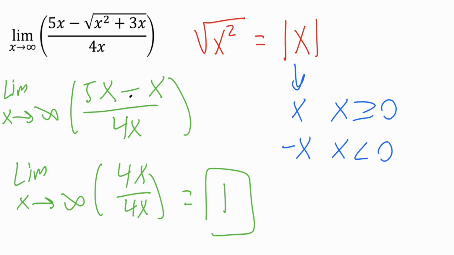And I forgot to mention why we can't just plug in infinity. If you plug in infinity here, you get 5 times infinity, so infinity. 4 times infinity, so infinity. You have infinity divided by infinity. That means direct substitution doesn't work. That's why we had to do all of this to solve this problem. And that's pretty much it for this problem.